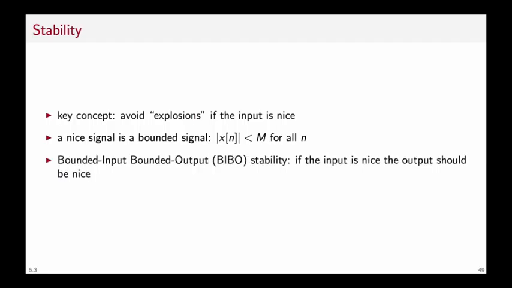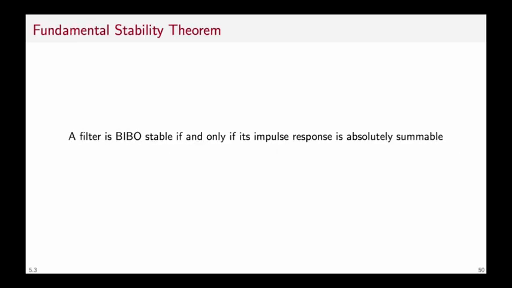We want a system to behave well when the input is bounded. And the concept of bounded input, bounded output stability, or BIBO stability for short, formalizes this by requiring that a system produces a bounded output when the input is bounded. So a well-behaved output for a well-behaved input. The fundamental stability theorem for linear filters states that a filter is BIBO stable if and only if its impulse response is absolutely summable. So we're going to prove this, and we're going to prove both the necessary and sufficient condition.